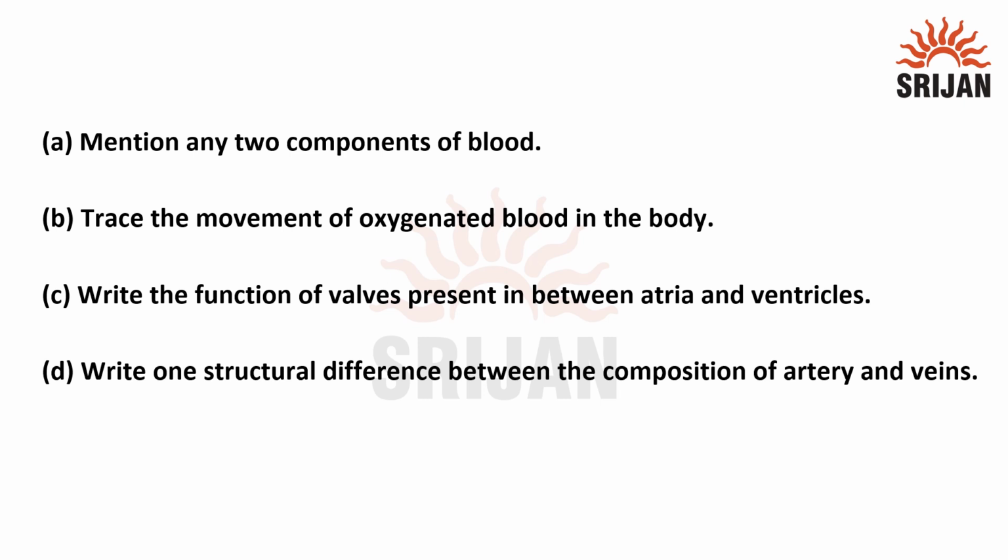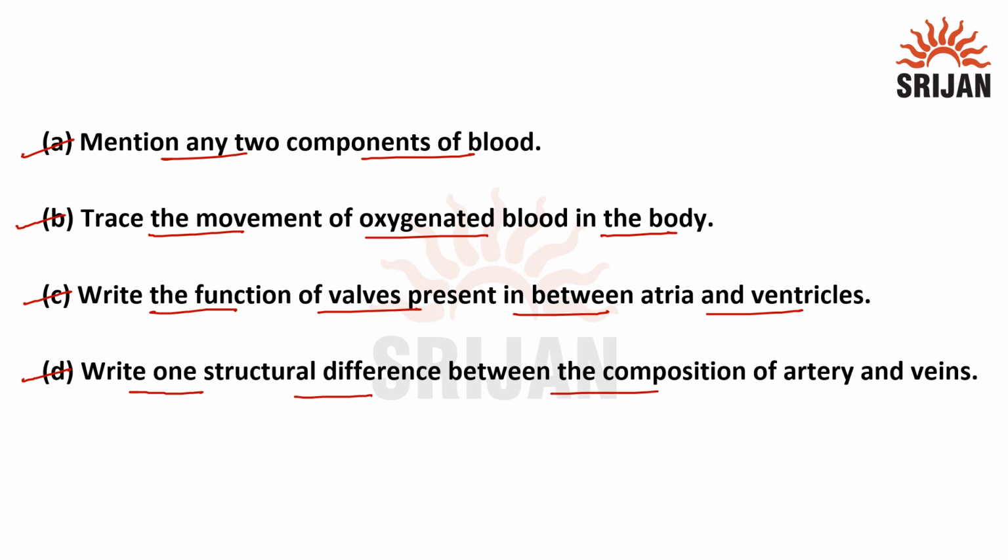The question is A. Mention any two components of blood. B. Trace the movement of oxygenated blood in the body. C. Write the function of valves present in between atria and ventricles. D. Write one structural difference between the composition of artery and veins.